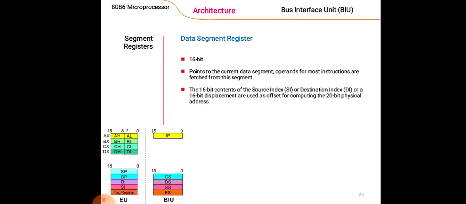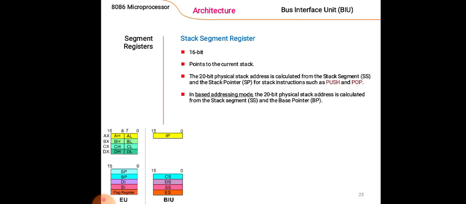source index register, that is SI, and destination index register, DI. This displacement is nothing but the offset, which is used to compute the 20-bit physical address. Then the stack segment register. The stack segment register is nothing but the stack pointer. It is used for push and pop operations.